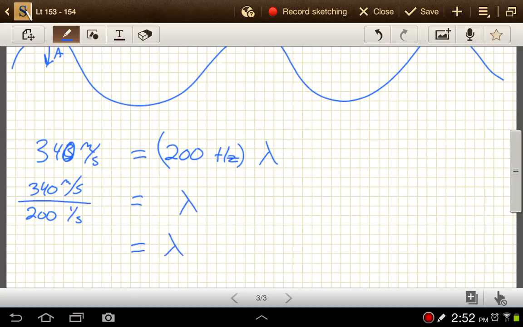And so here we get our wavelength is just equal to 1.7, and then the meters. Meters per second divided by 1 over seconds, we can treat that as multiplying by the reciprocal, so meters divided by seconds times seconds over 1, and so we end up just with meters for our unit there. So 1.7 meters between high points or low points on that sound wave.